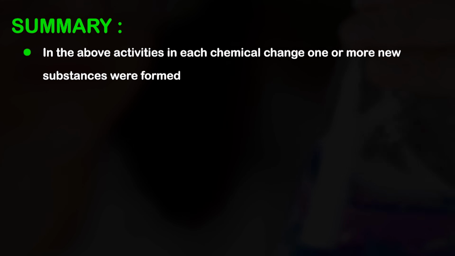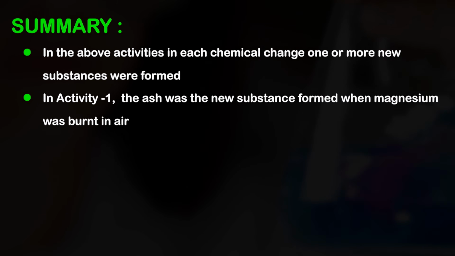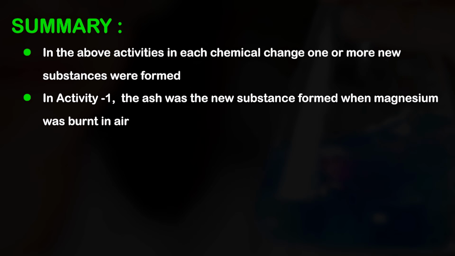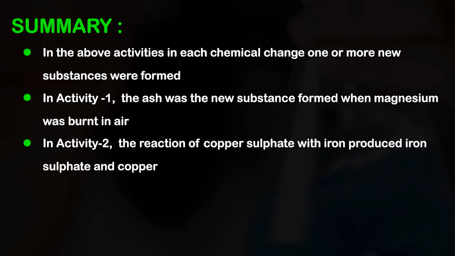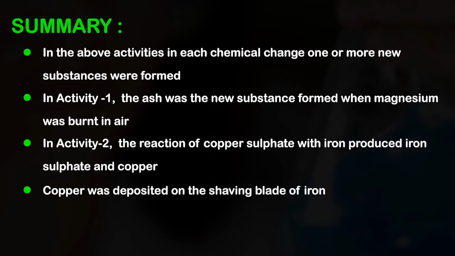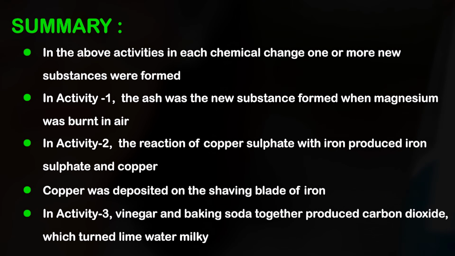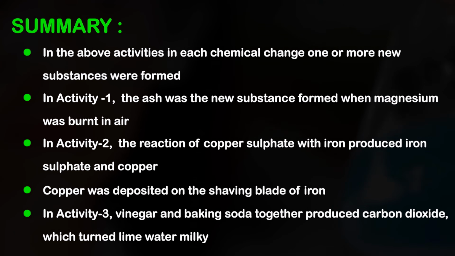Summary. In these activities, at each chemical change, one or more new substances were formed. In Activity 1, the ash was the new substance formed when magnesium was burnt in air. In Activity 2, the reaction of copper sulfate with iron produced iron sulfate and copper. Copper was deposited on the shaving blade of iron. In Activity 3, vinegar and baking soda together produced carbon dioxide, which turned lime water milky.